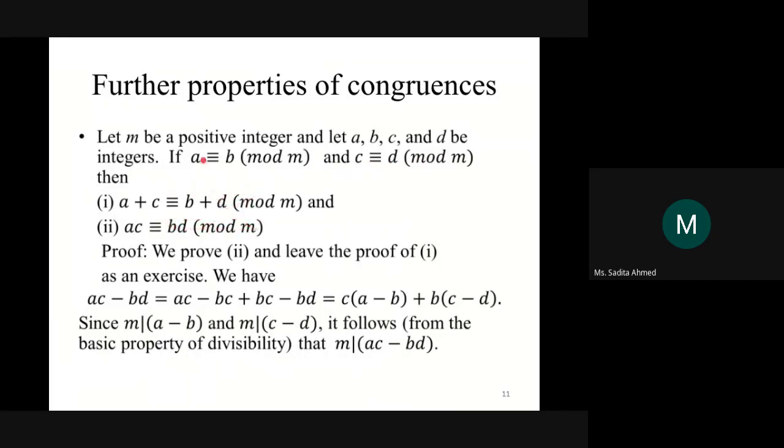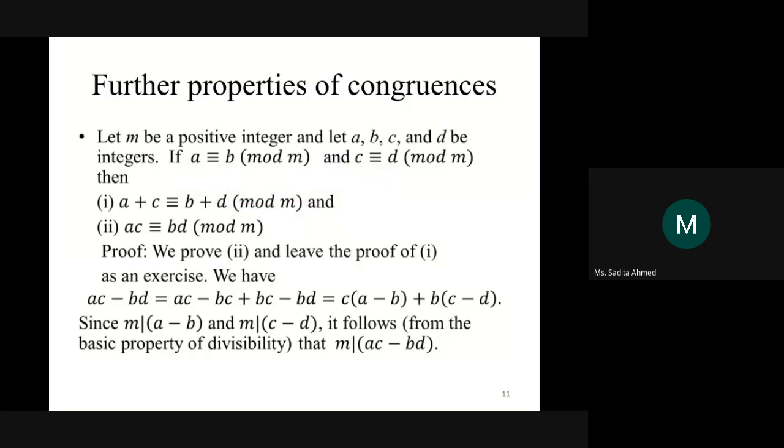So basically, if a is congruent to b mod m and c is congruent to d mod m, then on the left hand side, sum them up, you get a plus c. Right hand side, b and d, sum them up. So a plus c is congruent with b plus d mod m. And the product of the left hand side, ac, is congruent with bd mod m. Okay, so this is just for remembering, all right, that these two properties, I said it this way just to remember.